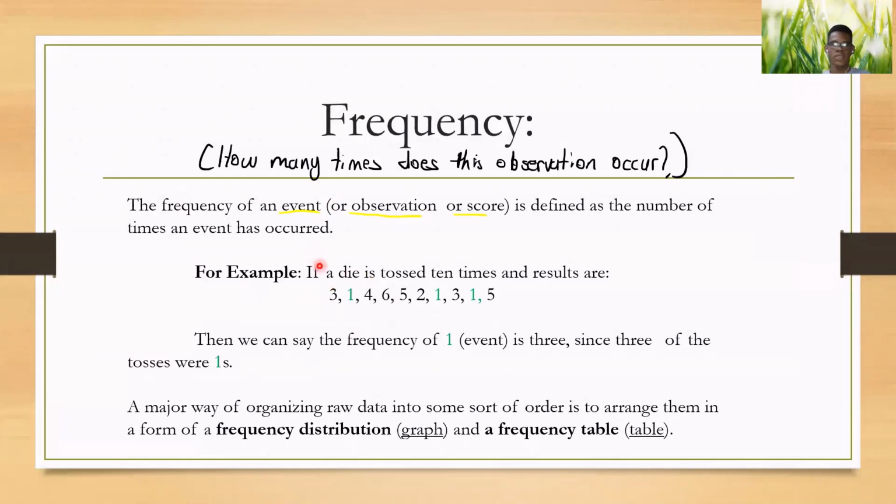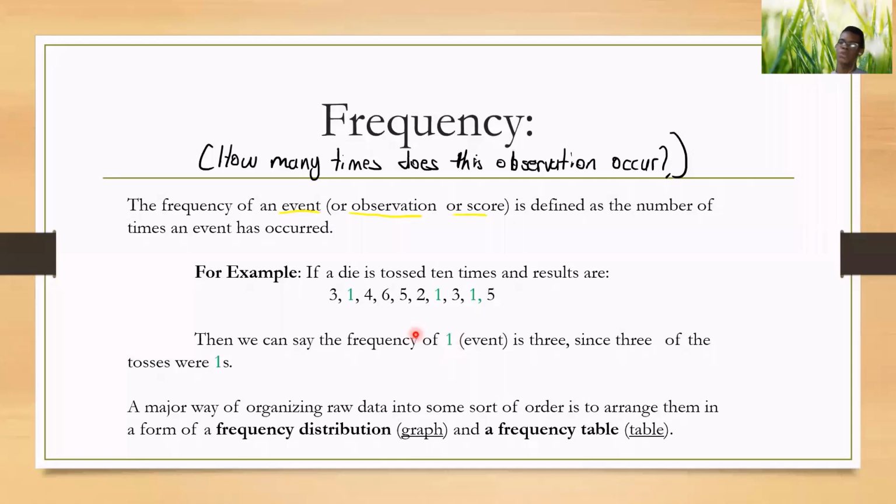So for example, if a die is tossed 10 times and the results are 3, 1, 4, 6, 5, 2, 1, 3, 1, 5, right? We roll the dice 10 times and we write down what it landed on each time. That's the example illustrated here. First was 3, next was 1, next was 4, next was 6, and so on. Then we can say the frequency of 1 is 3, right?